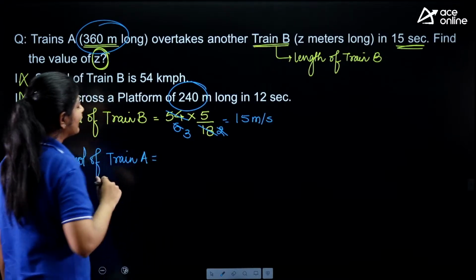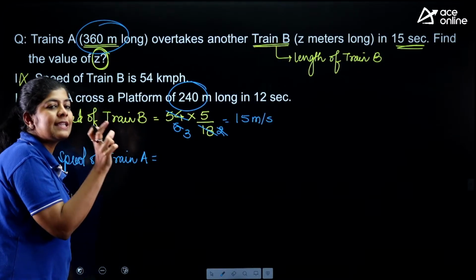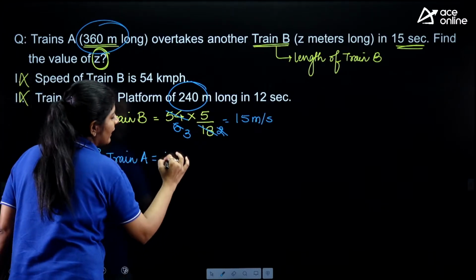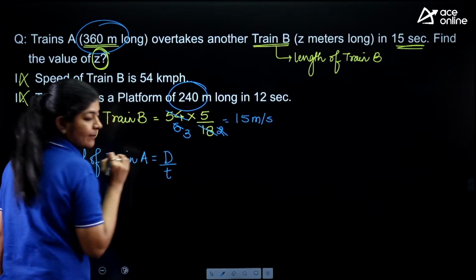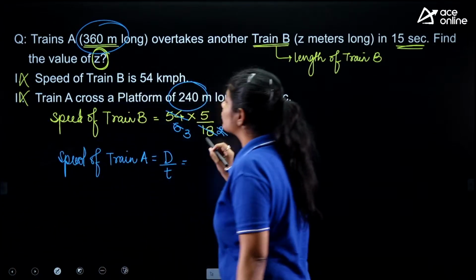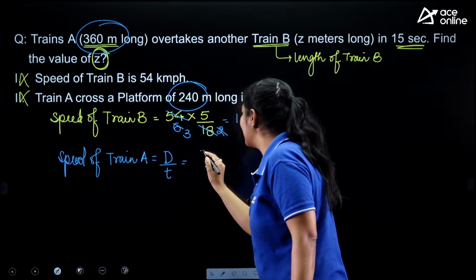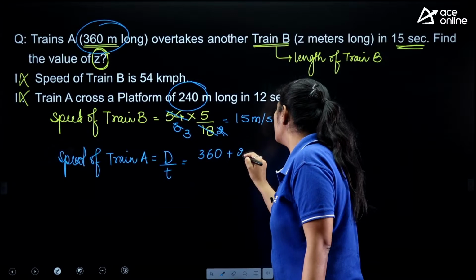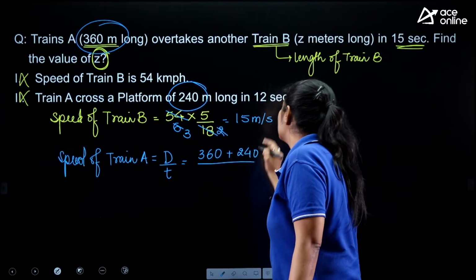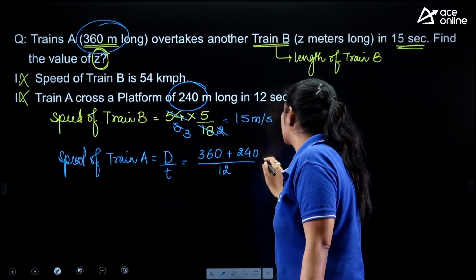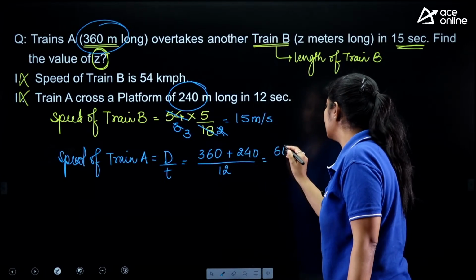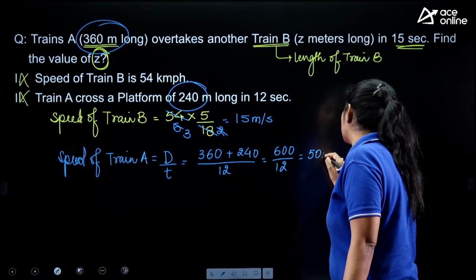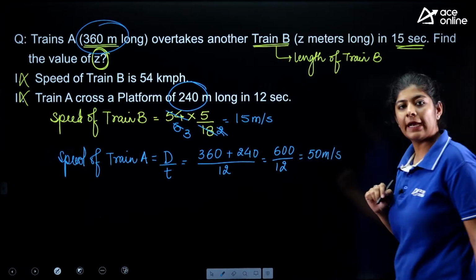And that is nothing but, we know that distance is equal to speed into time. So if we want to find out the speed, we need to divide distance by time, right? So here the question is saying that train A, whose length is 360 meters, crosses a platform of 240 meters in 12 seconds. So here we have 600 divided by 12. That means the speed of train A is 50 meters per second, right?